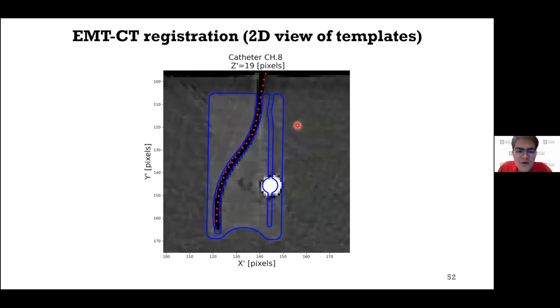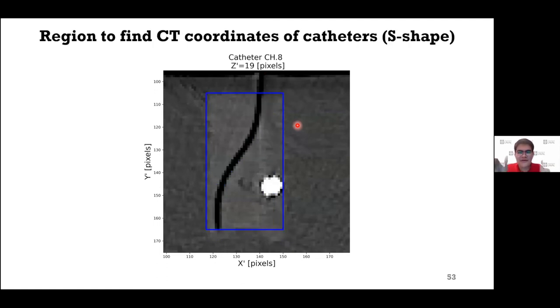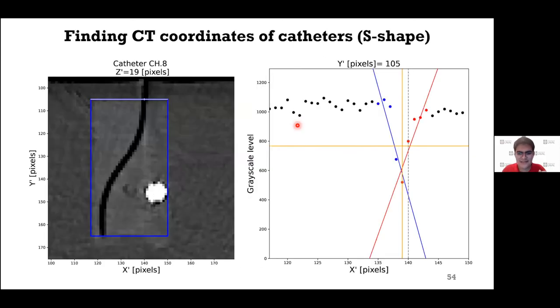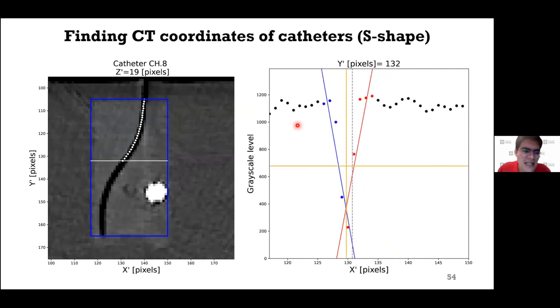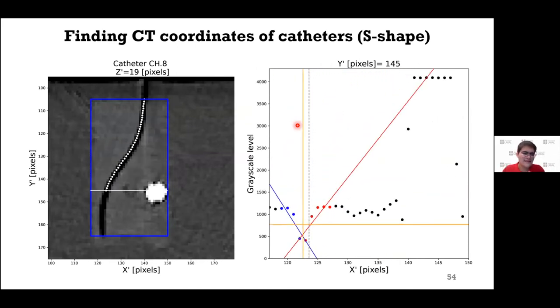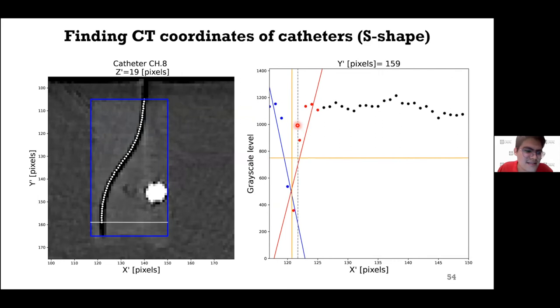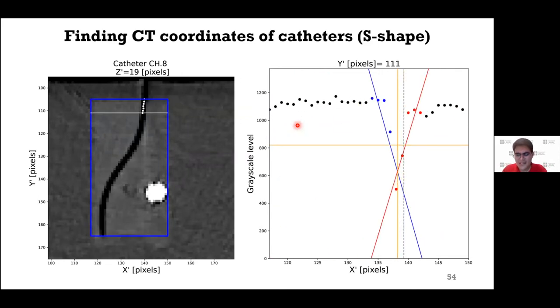Here's a close-up of one of the templates. With the aid of the templates, I could define some boundaries around the S shape that will help me to get the 3D coordinates of the S shape in the CT data. I use a grayscale level analysis to get the coordinates in the CT.